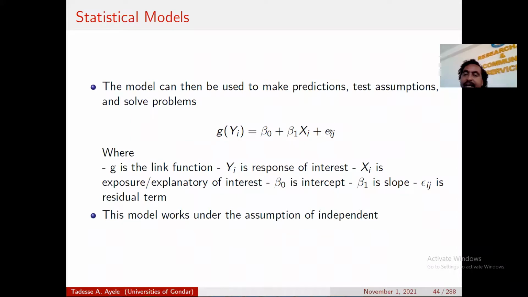plus the residual. This eij is called the error term, beta naught is the intercept, and beta1 is the slope. So beta1 measures the effect of x on y, on g(y). x is an independent variable, explanatory variable, or exposure variable, and y is the dependent variable or response variable. x is the exposure or explanatory variable of interest, beta naught is the intercept, beta1 is the slope, and eij is the residual term. This model works under the assumption of independence.